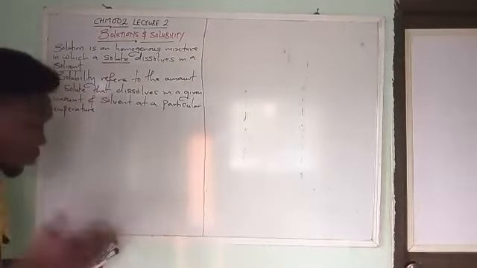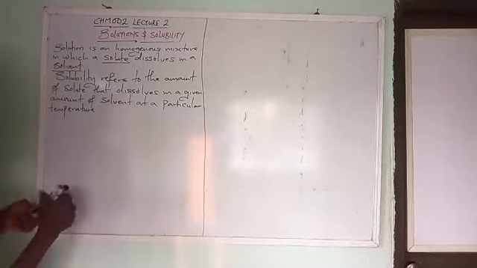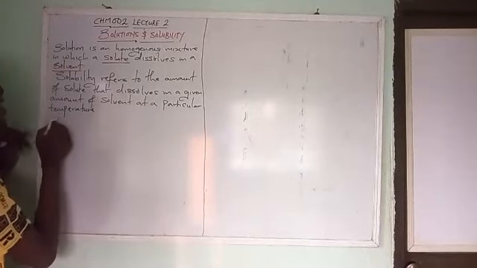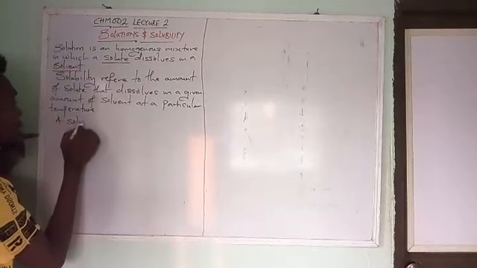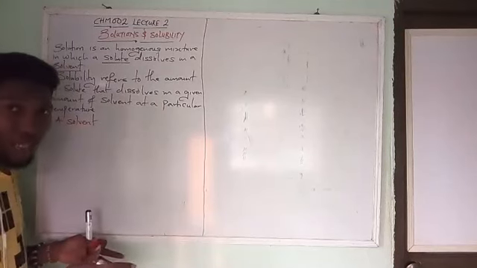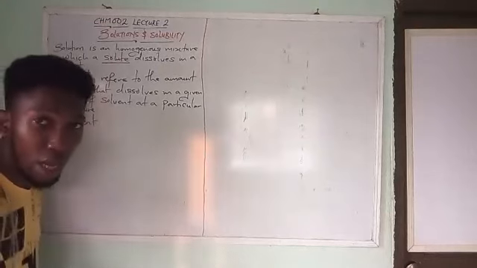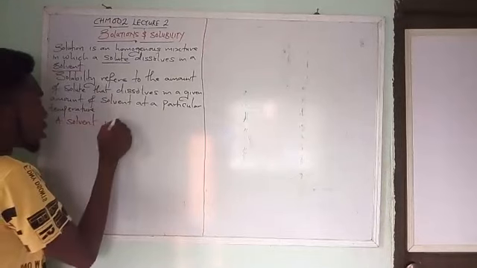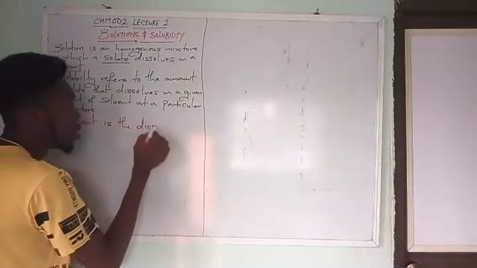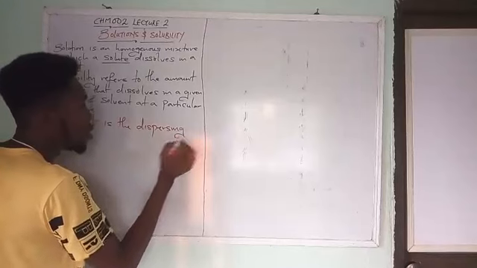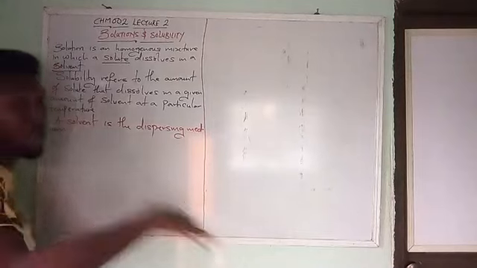So that's it. Automatically, in definition, we can say that a solvent dissolves the solid, because it is the solvent that will dissolve that solid. The solid is the one that wants to get dissolved, while the solvent dissolves the solid. So we can say a solvent is the dispersing medium. When we say the dispersing medium, that's the medium to dissolve that solid.